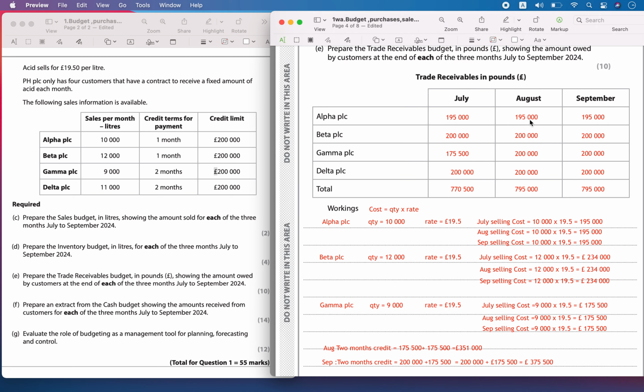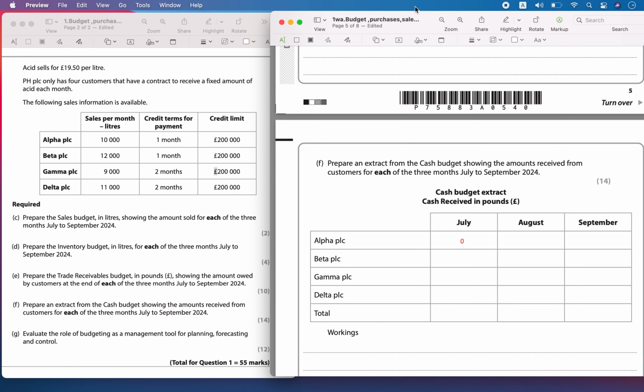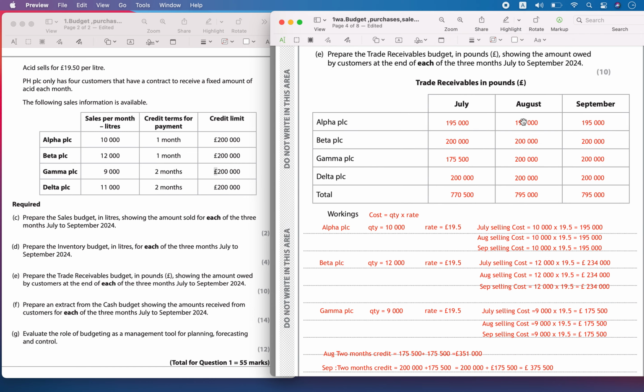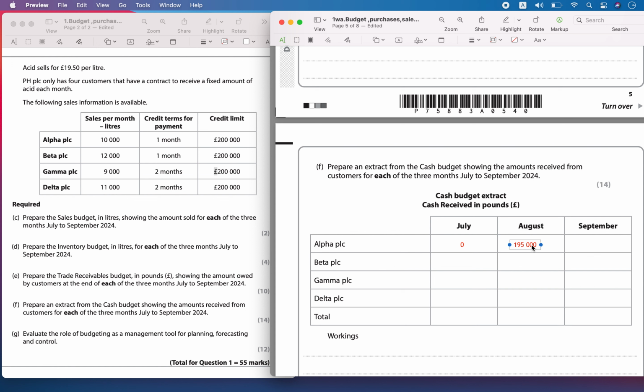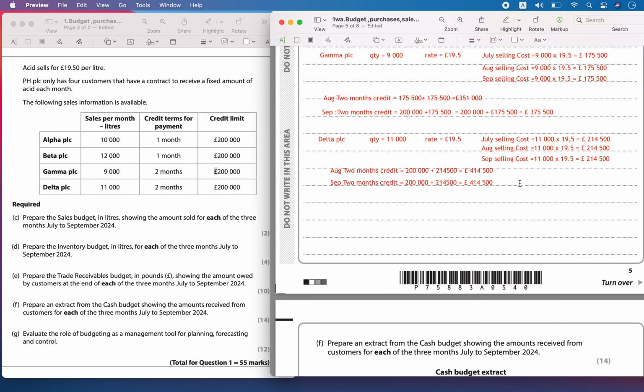For the month of August, it is a 1 month credit. So they would have paid up by this time 195,000. They have to pay this, and the remaining this month, 1 month, 195,000. Even in September they will have to pay 195,000. Now let's see for Beta.